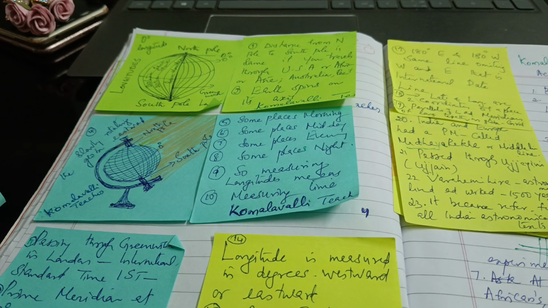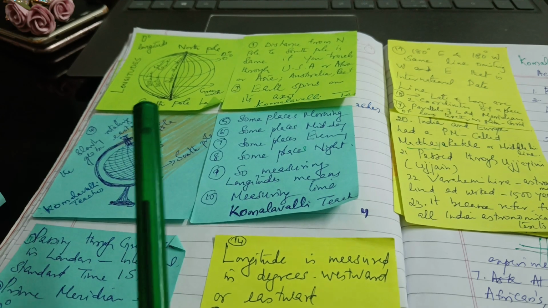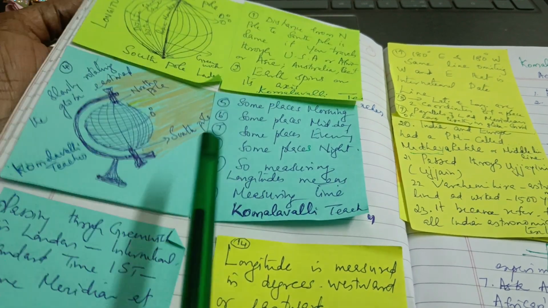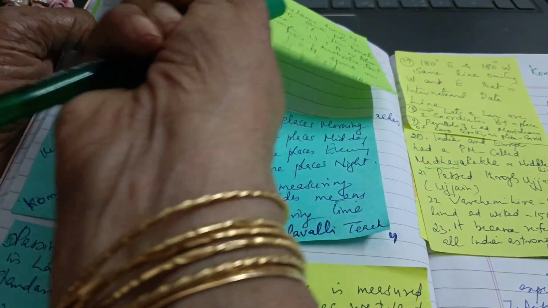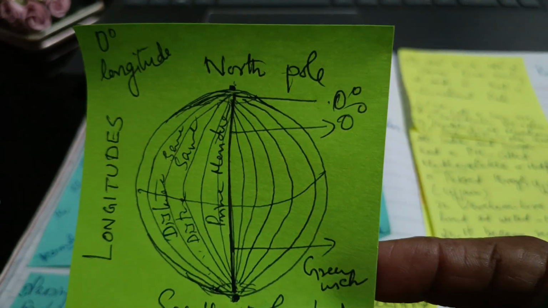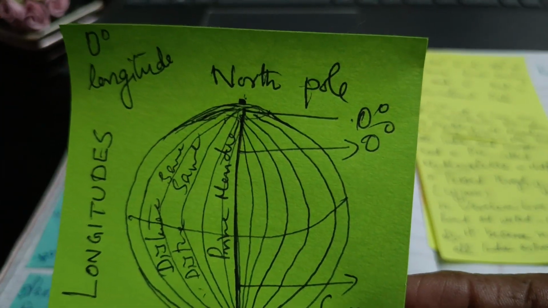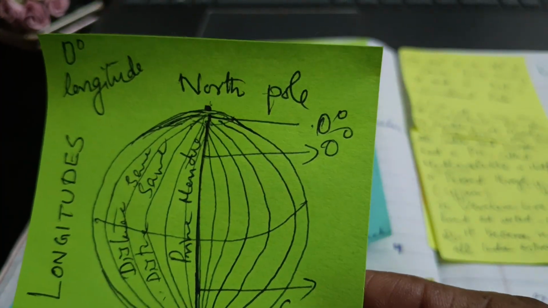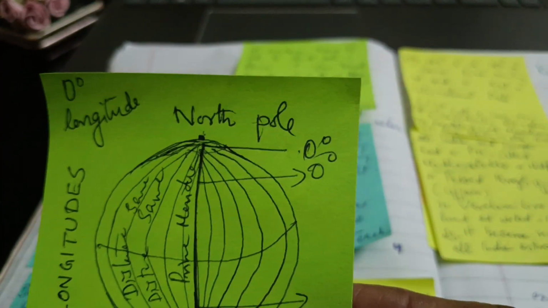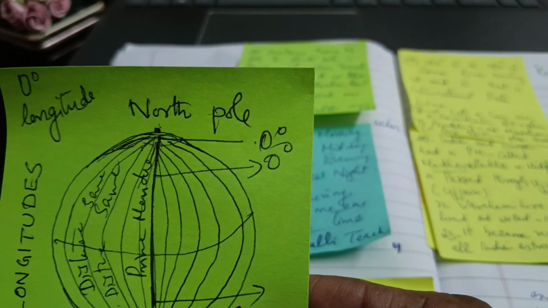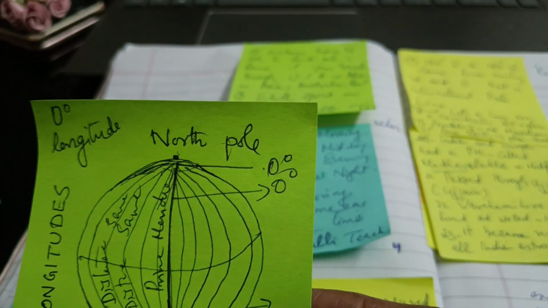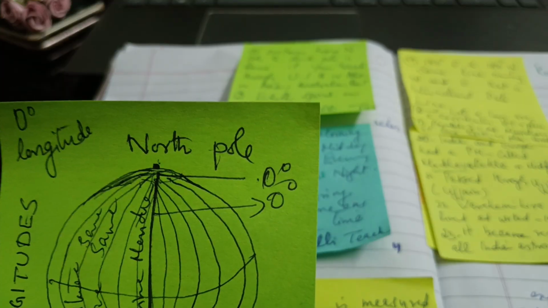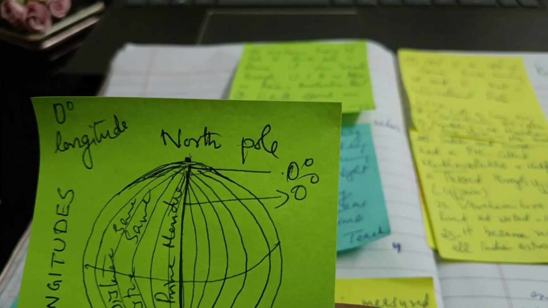And the distance from the North Pole... I have just roughly drawn the longitude. It is rough work. The distance from the North Pole to the South Pole is the same, whether it is passing through America or Africa or Asia. So that is a half circle. That half circle is called a longitude.